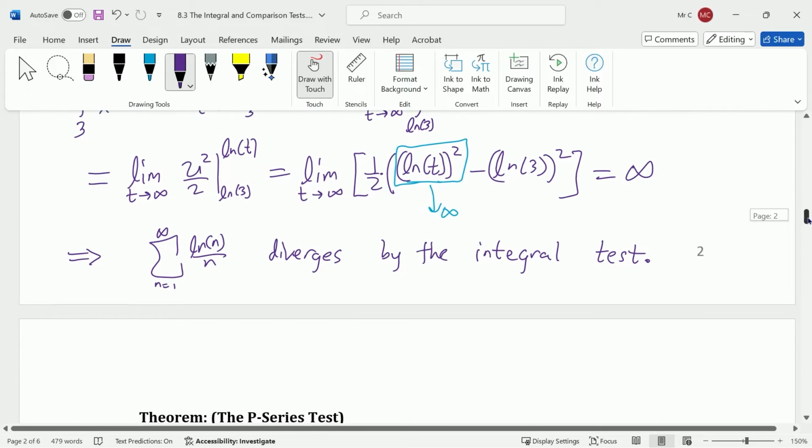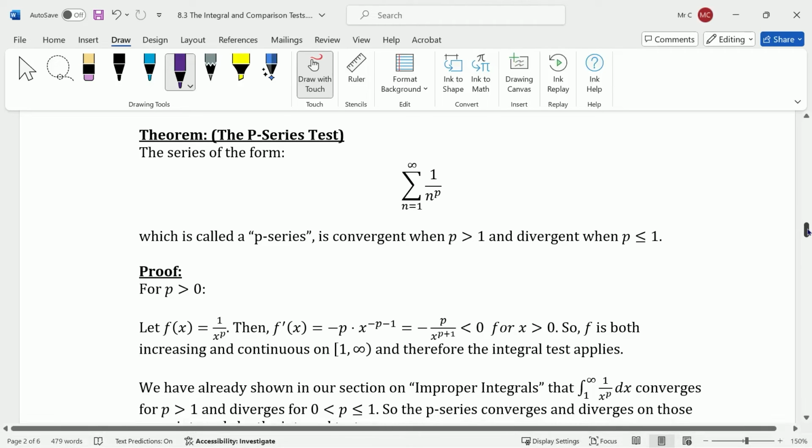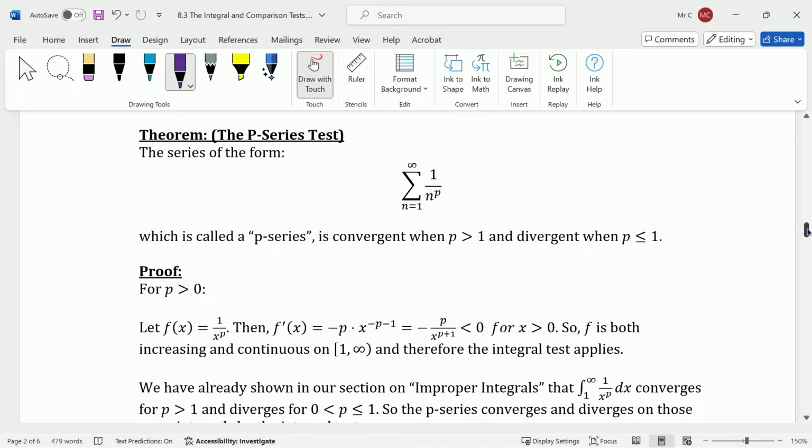Now we're going to move on to a very important theorem. And this theorem is called the p-series test. So we're going to use this a lot throughout this section and the rest of this chapter of material. So the rest of our discussions on series, this is going to come up constantly. And the theorem's statement is very simple. The series of the form from n equals 1 to infinity of 1 over n to the p is called a p-series and is convergent when p is greater than 1 and divergent when p is less than or equal to 1.